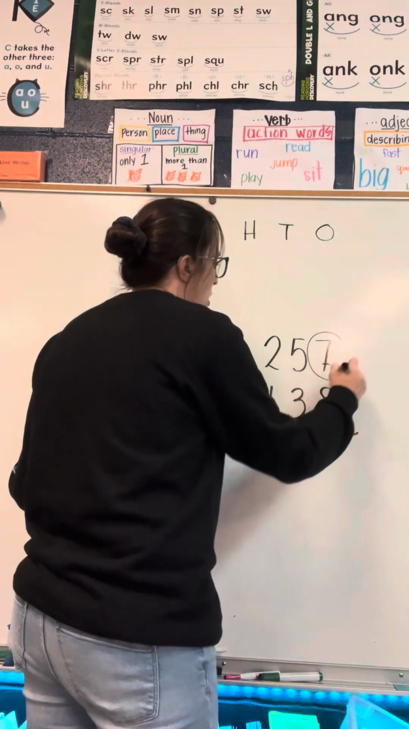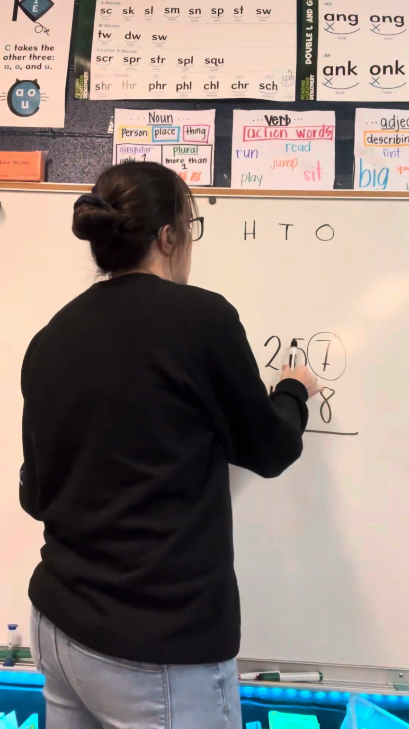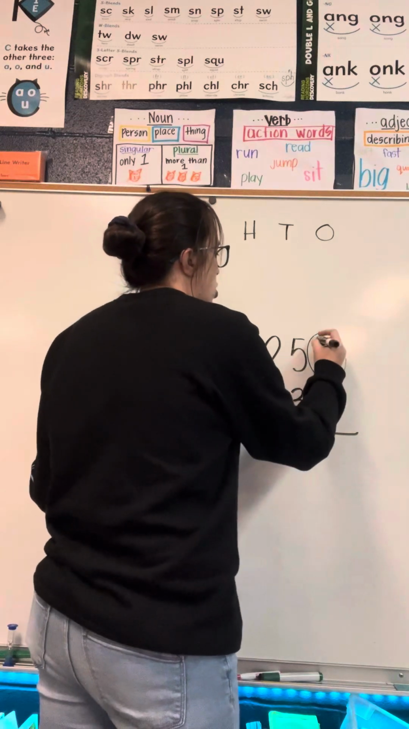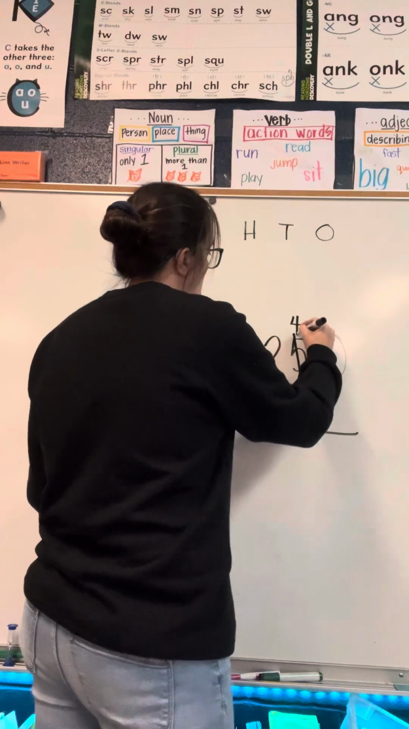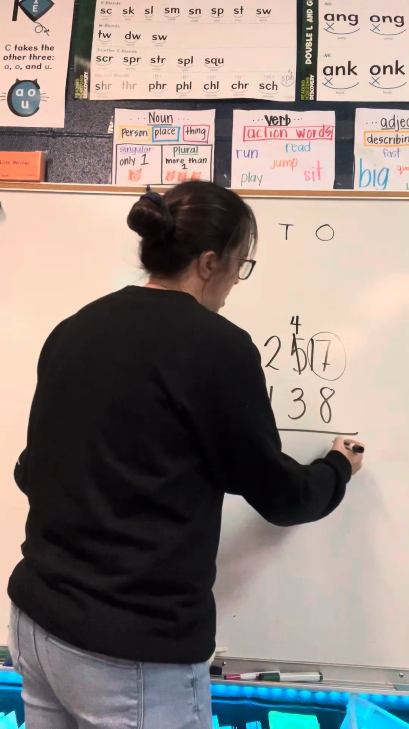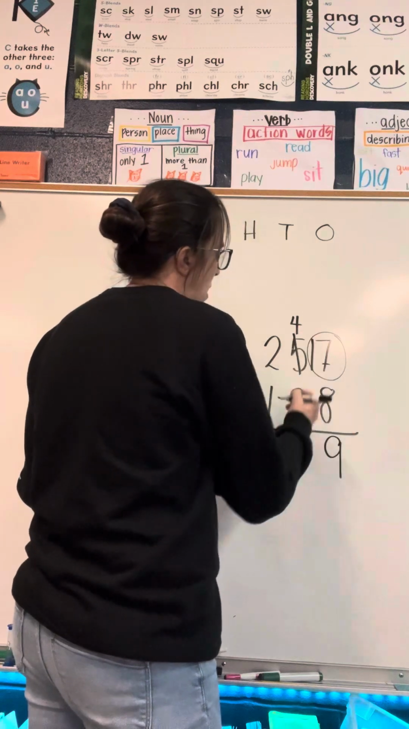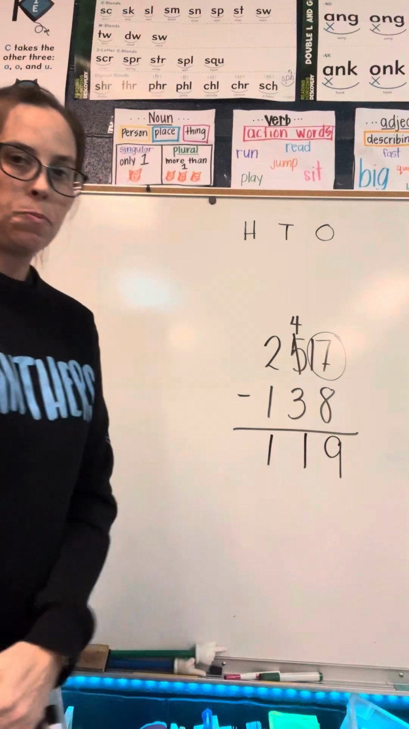I'm going to start here always. I have 7, so I can't take away 8. Knock, knock, knock. Can I borrow a 10? Sure. There you go. He doesn't have 5 anymore, though. He gave me 1, so he's only got 4. 17 minus 8 equals 9. 4 minus 3 equals 1. And 2 minus 1 equals 1.